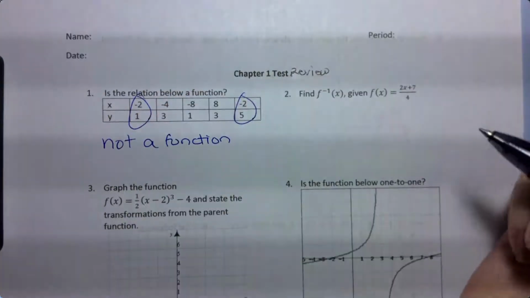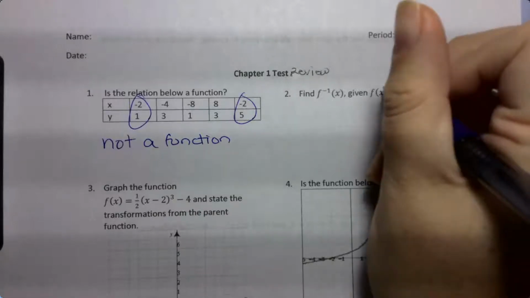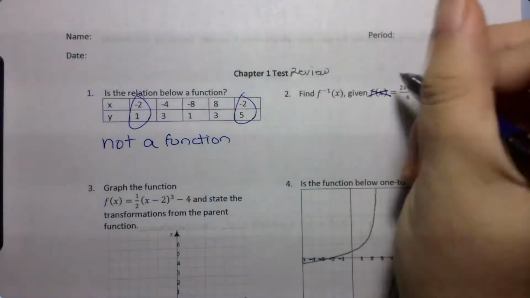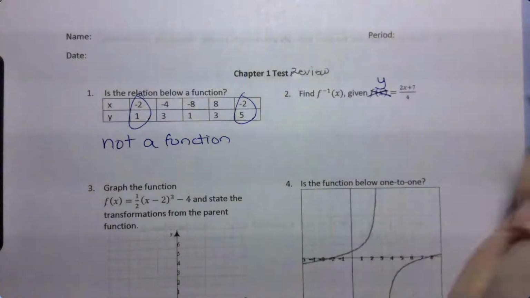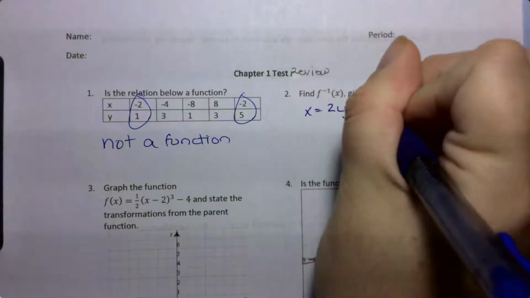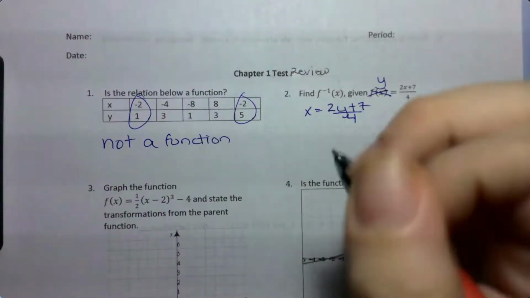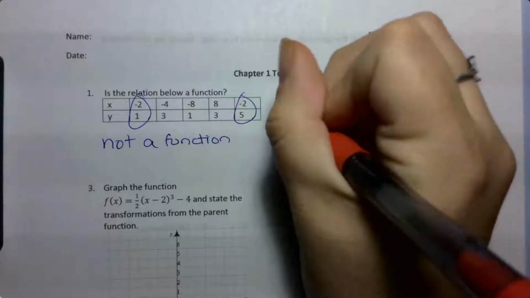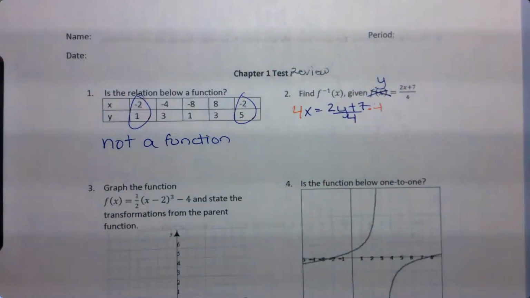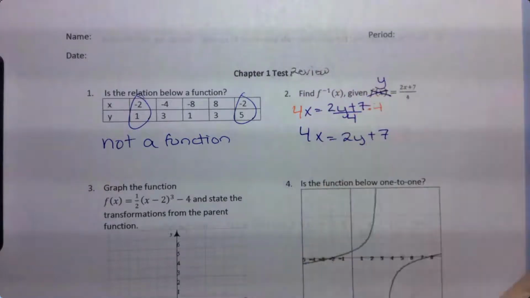My next question wants me to find the inverse given f(x) = (2x + 7)/4. So I want to go ahead and rewrite this as y = (2x + 7)/4. I want to go ahead and switch my x and y values. So I'm going to get x = (2y + 7)/4. And then I want to go ahead and start isolating my variable. So I want to first start off by multiplying both sides by 4. This is going to give me 4x on the left and 2y + 7 on the right.